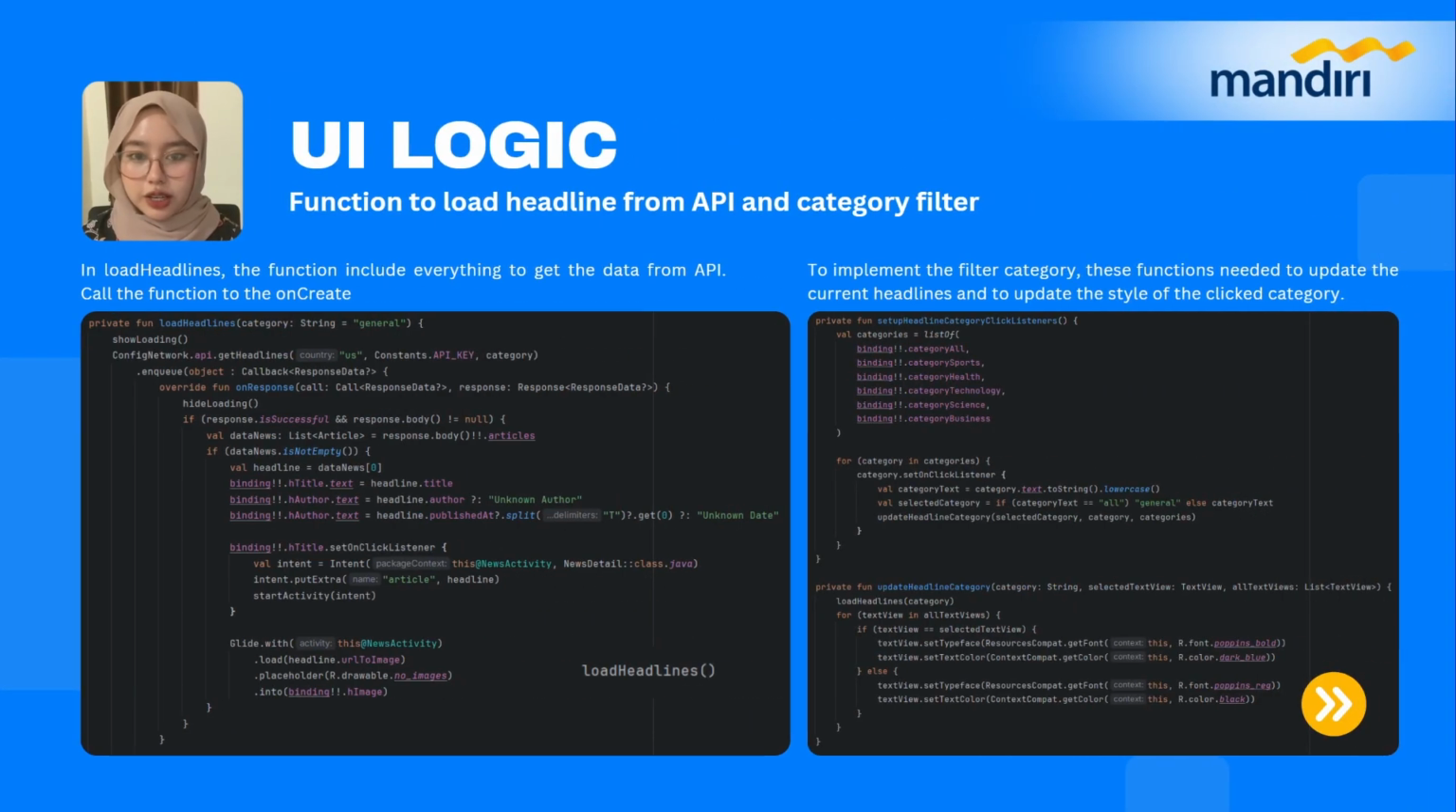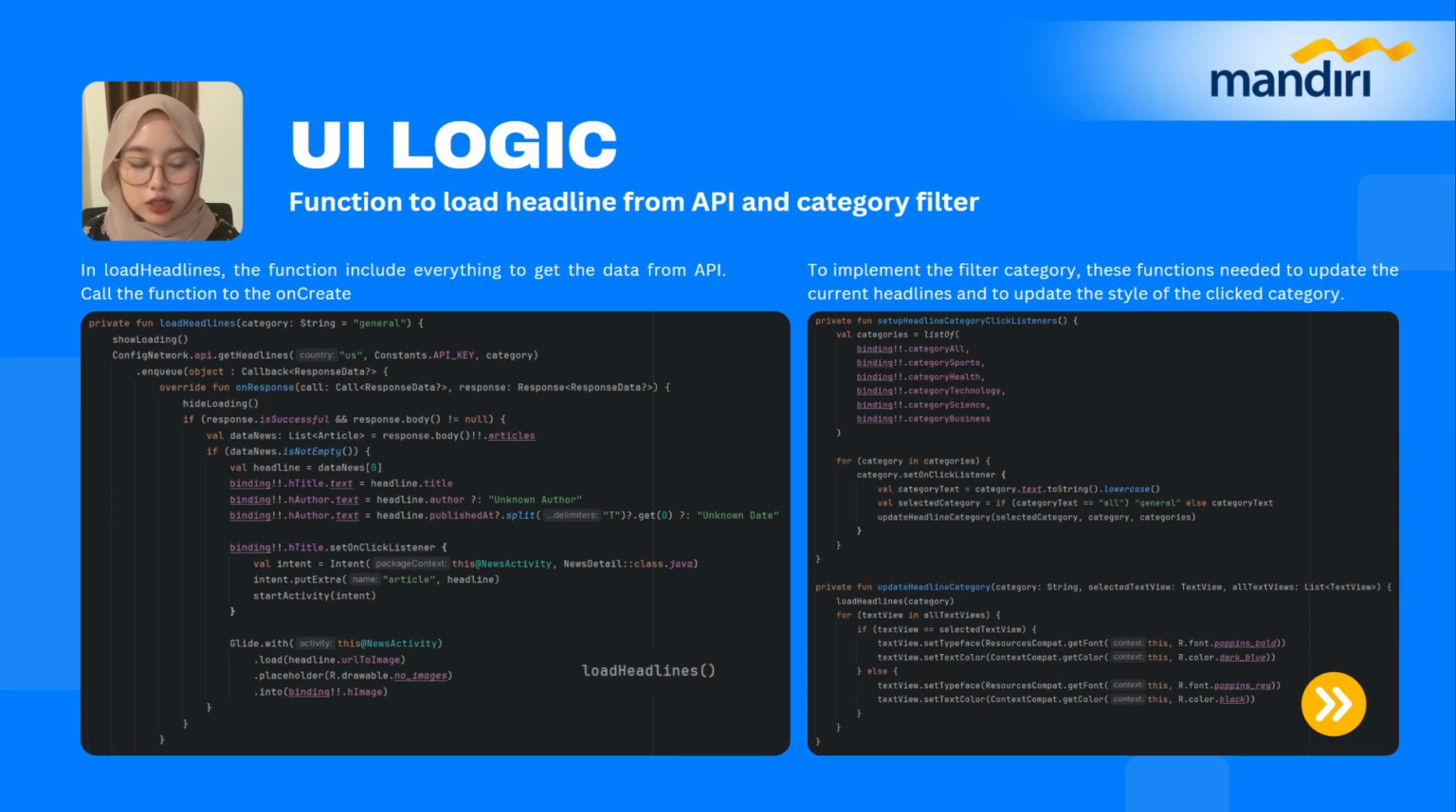The next one is that we have to have a function to load the API news to our headline and then to have the category filter. For the function to load the headline from the API, the name is load headlines. This is the function to include everything to get the data from API. So we only have to call this function on the onCreate.